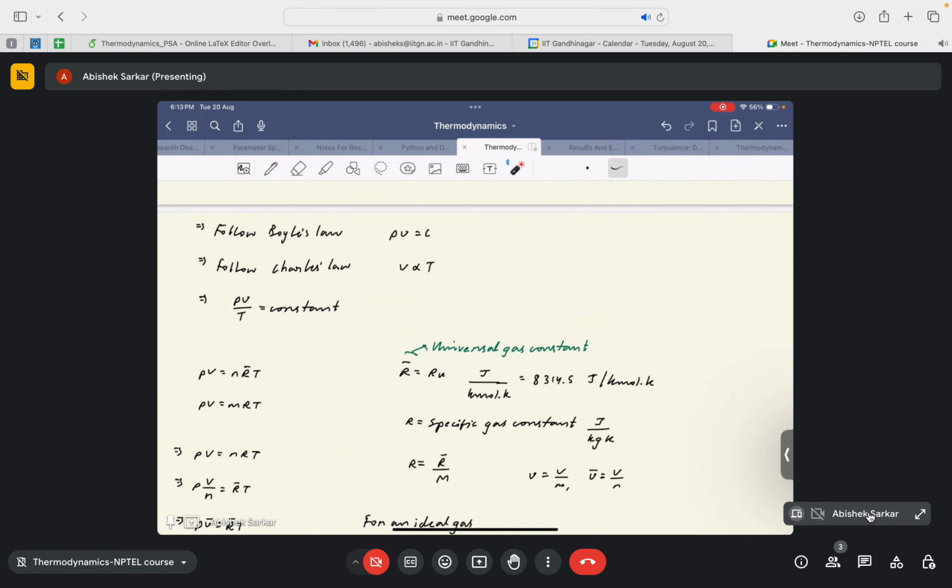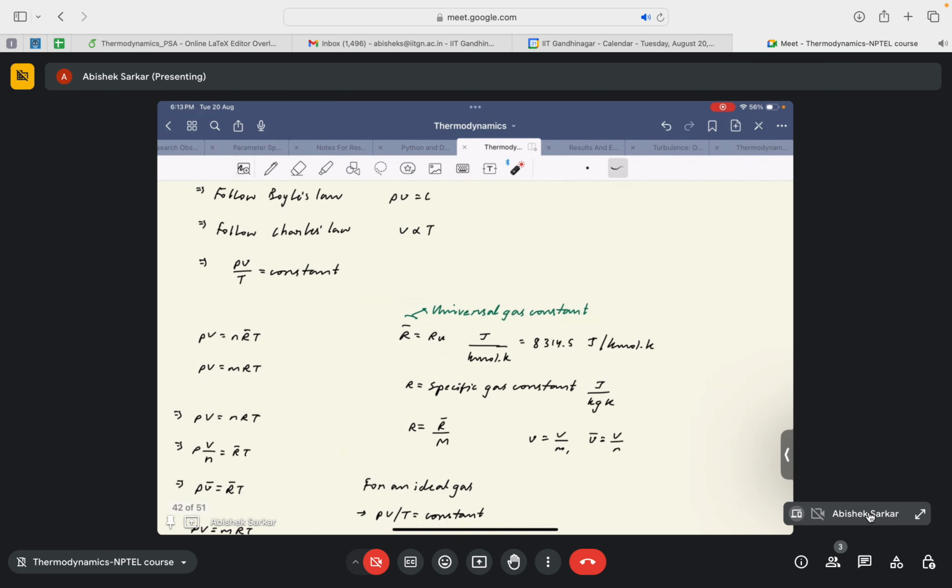Now to find the specific gas constant, we just need to divide the universal gas constant by the molar mass of that gas, or the particular element. Then you'll get the specific gas constant. And this specific gas constant is relevant when we are defining the ideal gas law in terms of its mass.